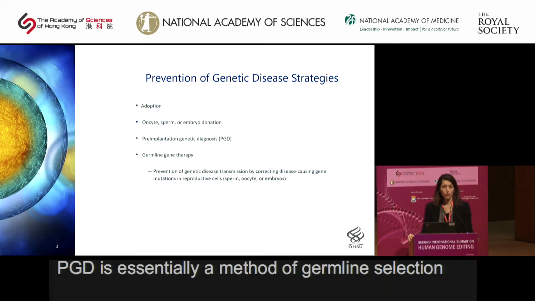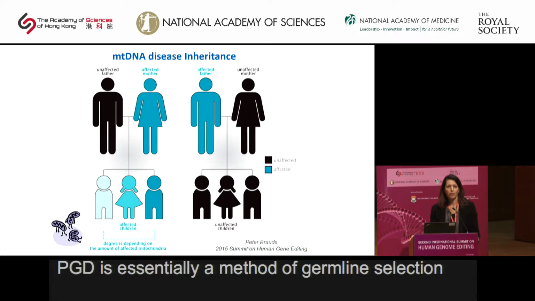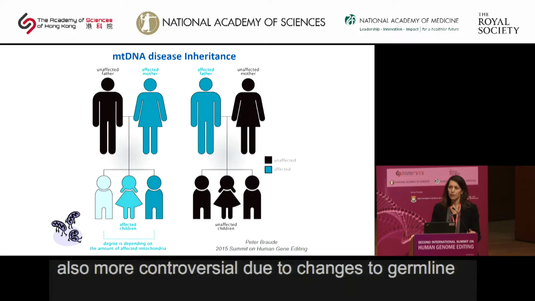Of course, this is much more controversial because these changes in the germline are heritable to all future generations. So just a reminder, our mitochondrial DNA is separate from our nuclear DNA. We inherit our mitochondrial DNA exclusively from our mothers. And whether or not somebody exhibits mitochondrial disease really depends on the degree of heteroplasmy, the ratio of mutant DNA to wild-type DNA. And this can be variable within children in the same family, and even in the same person in different tissues, there can be different degrees of heteroplasmy, making PGD actually very challenging for these cases.